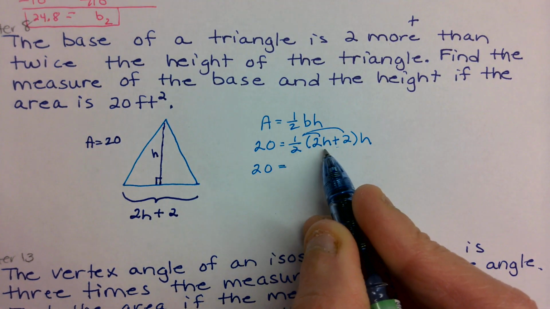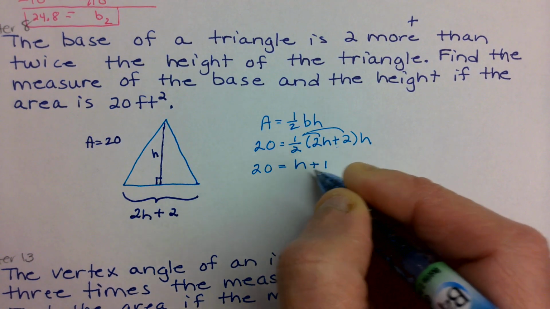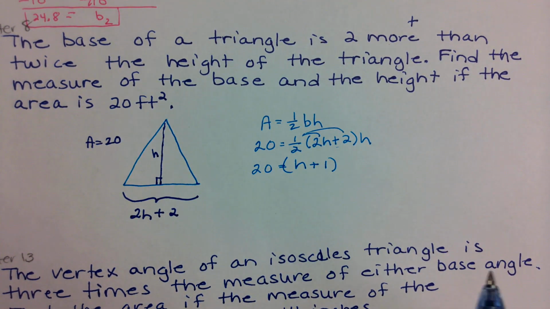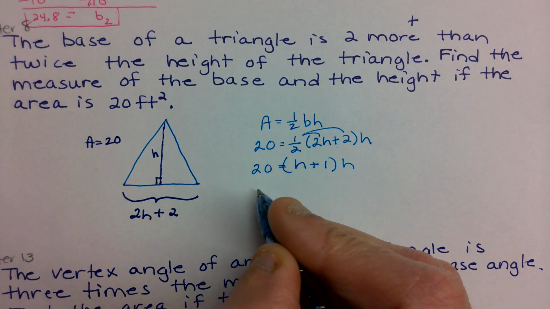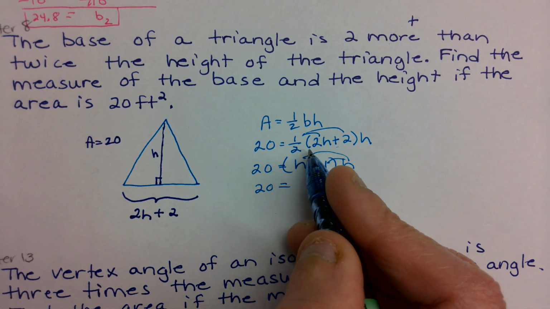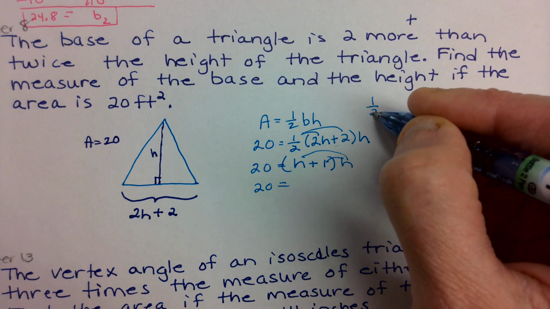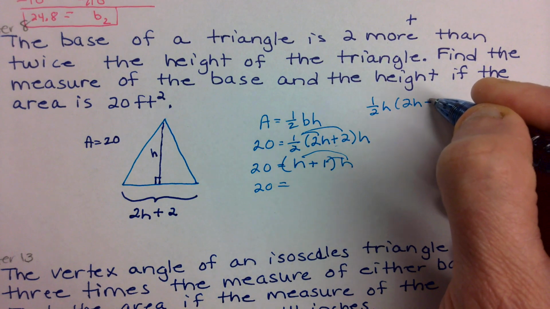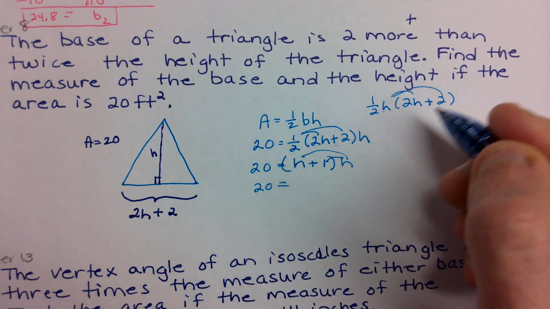1/2 of 2h is h. 1/2 of 2 is 1. That's still in parentheses, though, because I got this other h out here. I'm going to multiply that h by both now. I could have done it together, actually. I'm just saying I could have done this, had the 1/2 h in front. You know, put that h out front with that, and then I just done this one time.